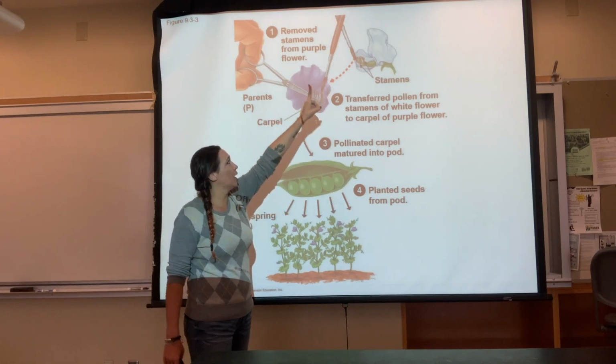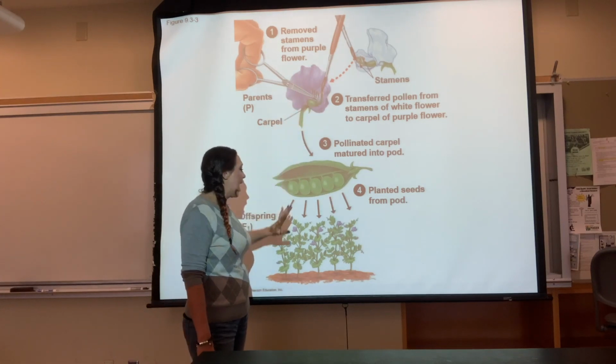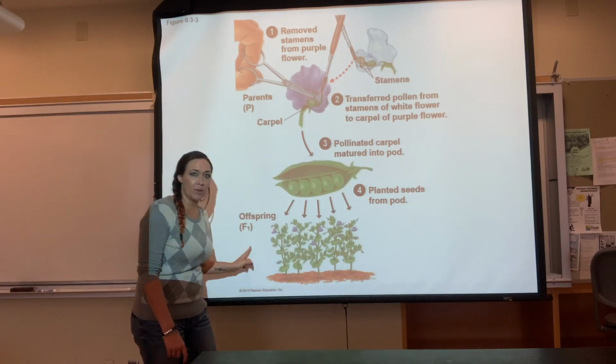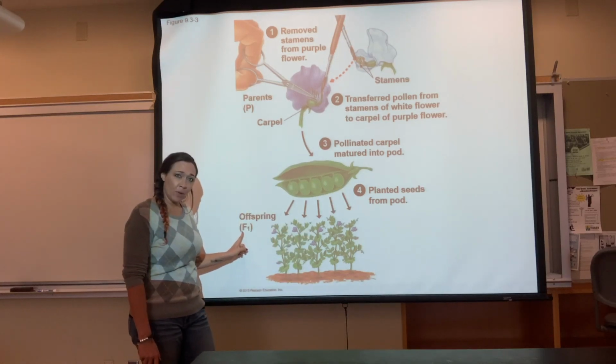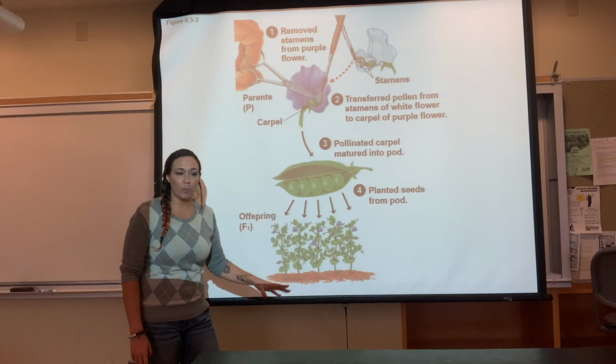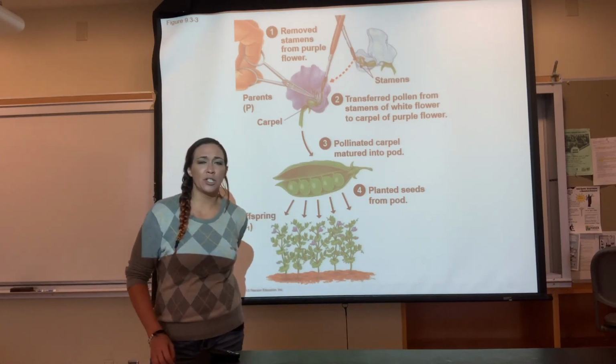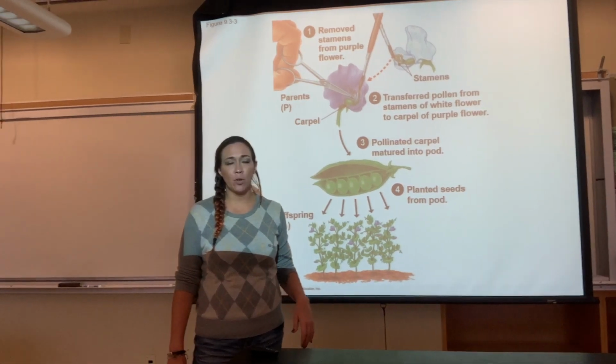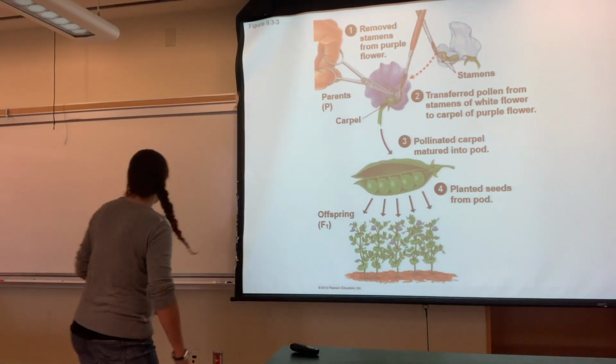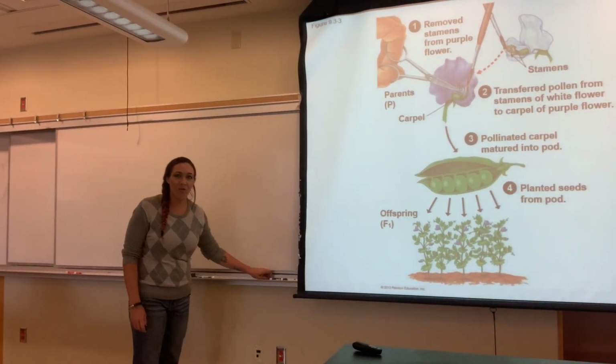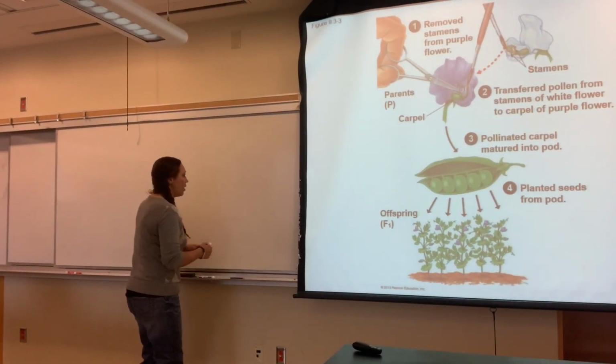In this case, we're crossing a white flower with a purple flower, and in the F1 generation, or the first generation, all of their offspring were purple. And we can actually see this by doing what's called a monohybrid cross, or a Punnett square. Now, Punnett squares aren't everyone's favorite, but they're actually pretty easy if you understand what's going on.